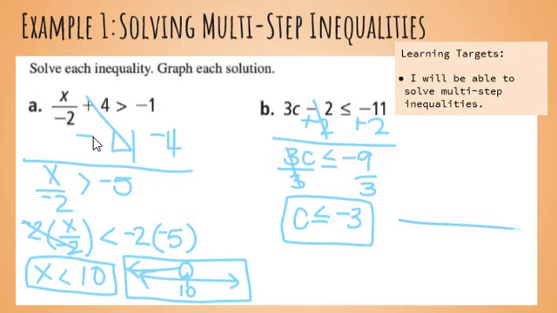So now we need to draw our graph. I'm going to put my -3 here. This time we're using a closed point because it's equal to, and again, we're shading to the left. So here is our second answer for this problem.